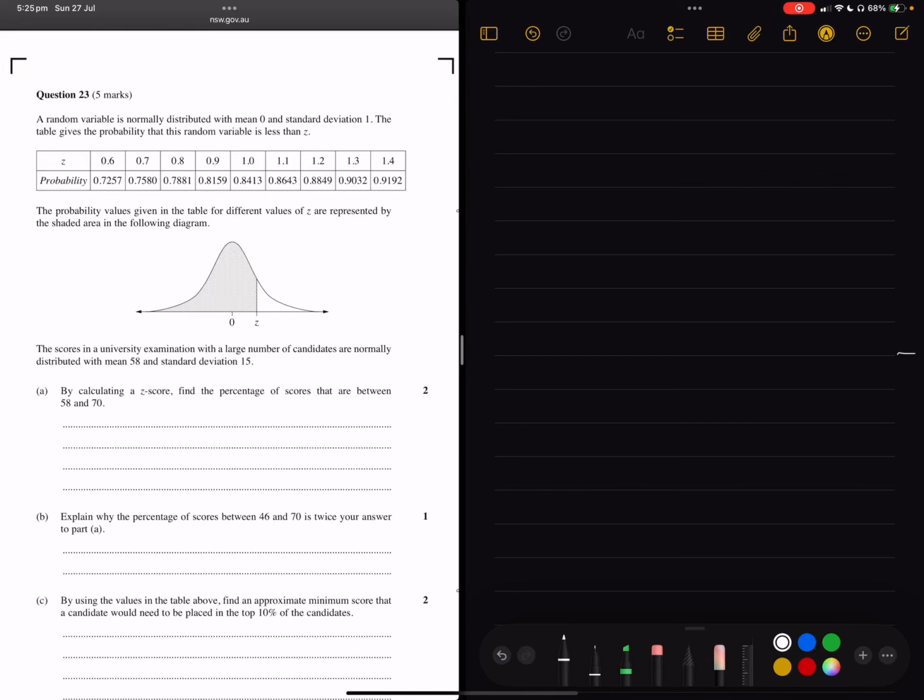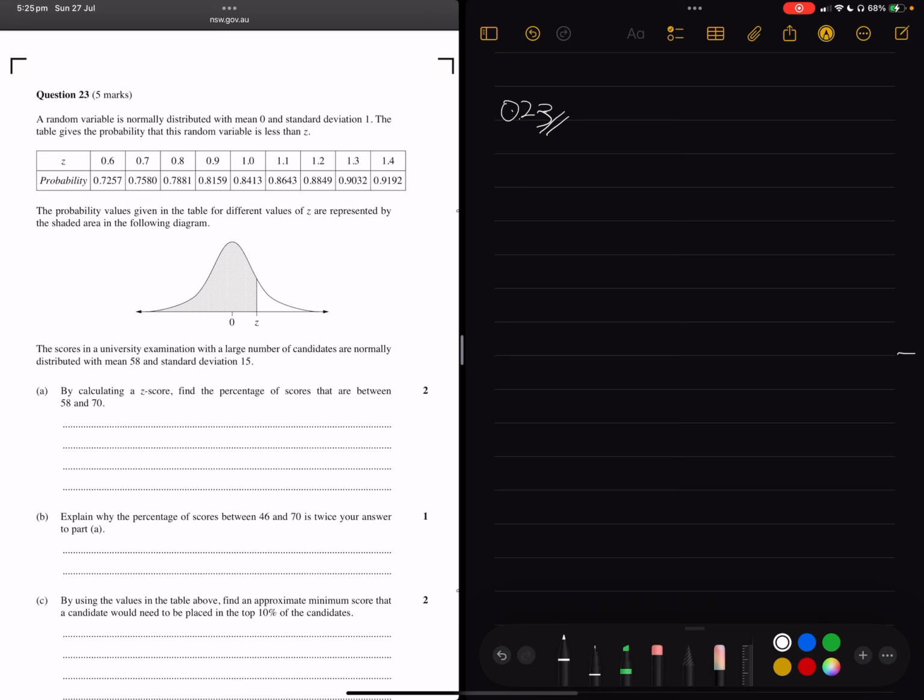Okay, let's have a look at question 23. Question 23 from the Advanced Maths HSC paper 2024. Here we are given a random variable which is normally distributed, mean is 0, SD is 1. The table gives probabilities that it is less than the particular z value. So this is the cumulative probability up to the z-score.